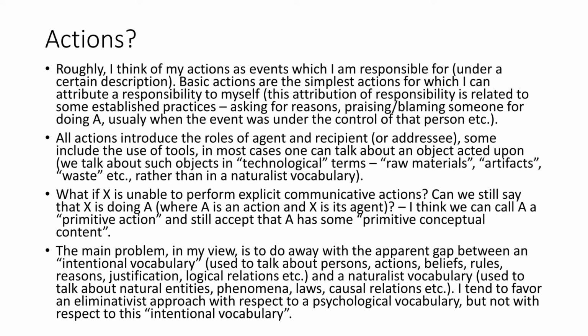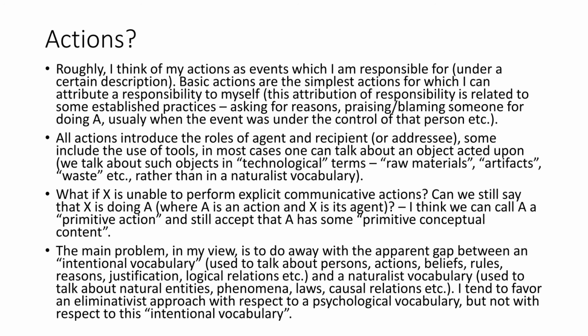So can we still say that X is doing A where A is an action and X is an agent if X is unable to perform explicit communicative actions? Yes, I mean, I have one example which is very close to me. My youngest son, who is autistic and doesn't speak, right? No explicit communicative actions, but there are lots of possible interactions, lots of, if you don't like this phrase, something follows by reason from something else, lots of algorithms, lots of such embedded rules, practical embedded rules, which he can learn. So I think one can talk about primitive actions, primitive conceptual content, even in such cases.